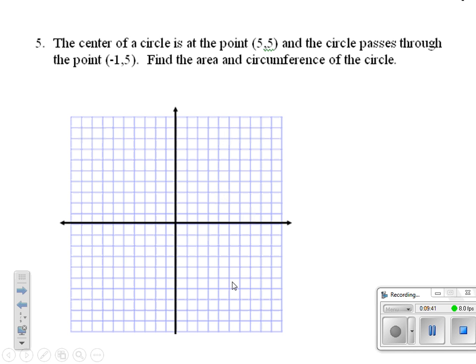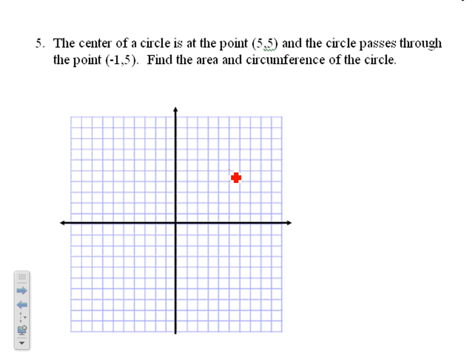Okay, let's do another one. Number 5 says I have a center of a circle that's at 5, 5. So I'm going to count over 1, 2, 3, 4, 5. 1, 2, 3, 4, 5. Here's my center. And I know that the circle passes through an outside point of negative 1, 5. So I would draw my circle like this.